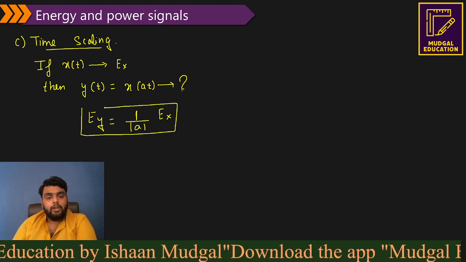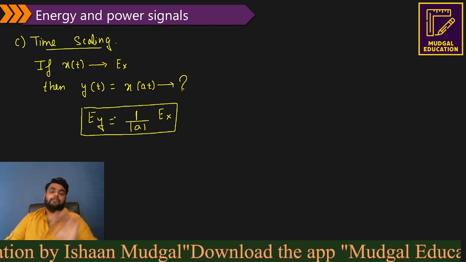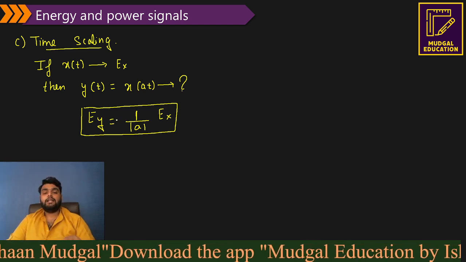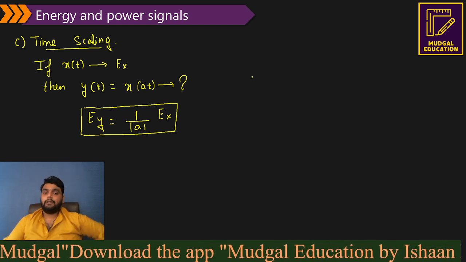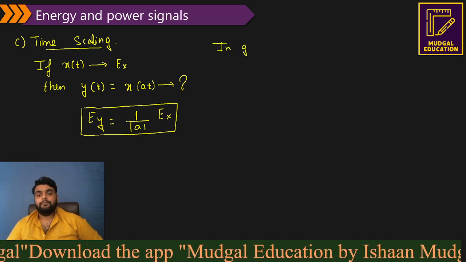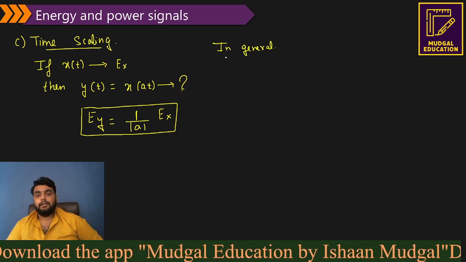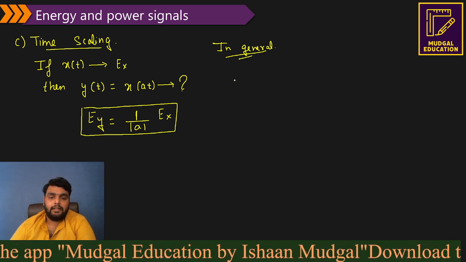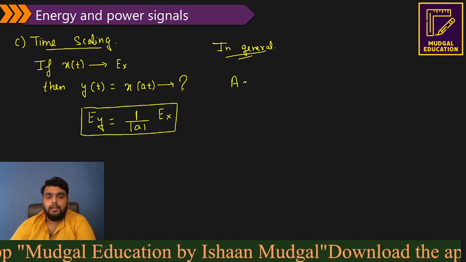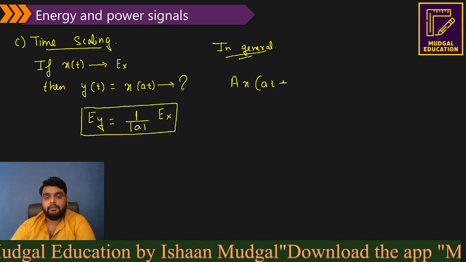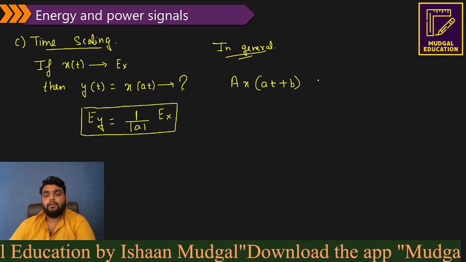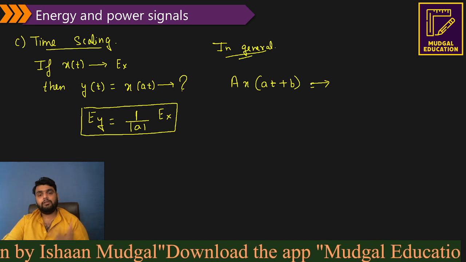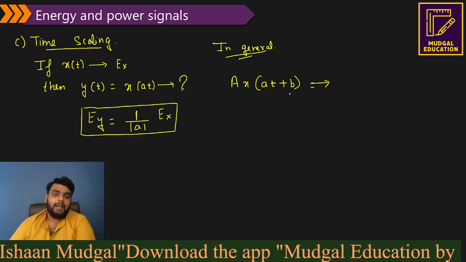Finally, you need to remember these results. Okay, the derivation I will give you as homework. Do the derivation for it and check whether you are getting the same result or not. So in general, if I have a signal like A x(at plus b), here you can see you have amplitude scaling, time shifting, and time scaling also. So what will be the energy of this signal?